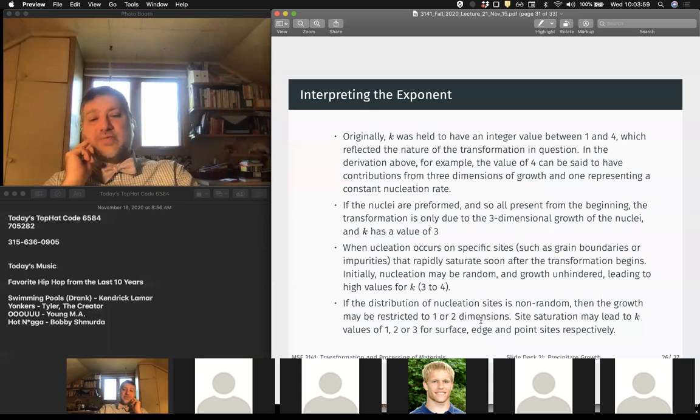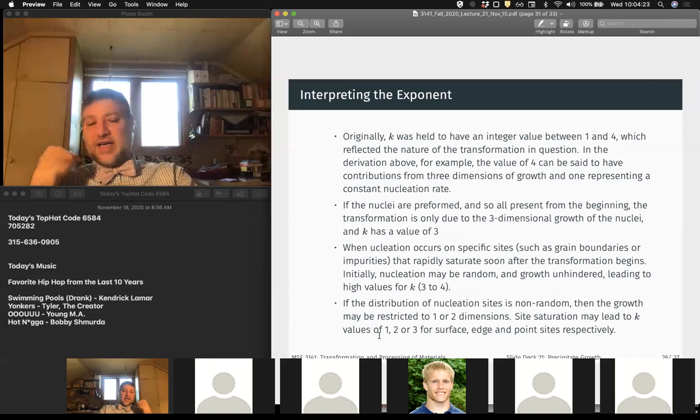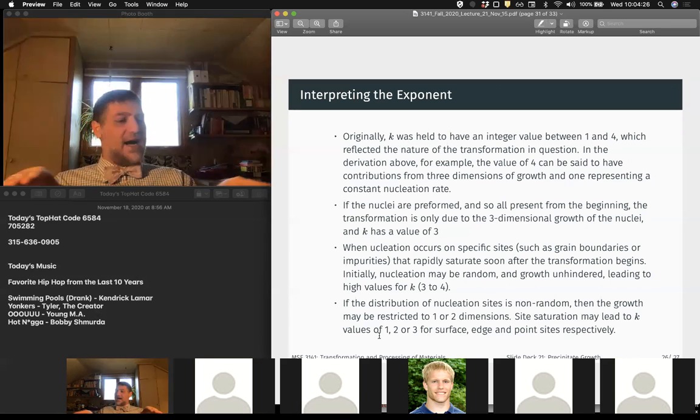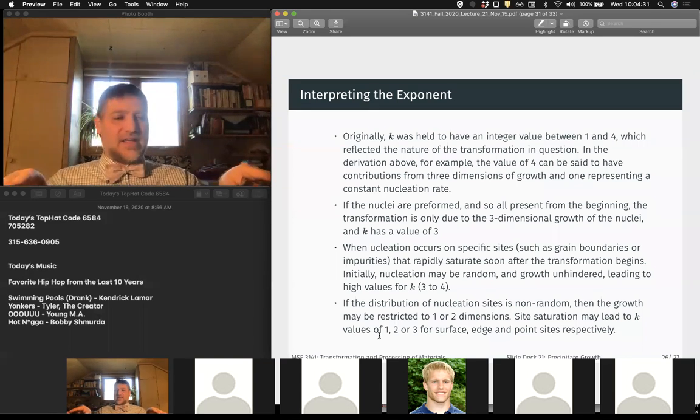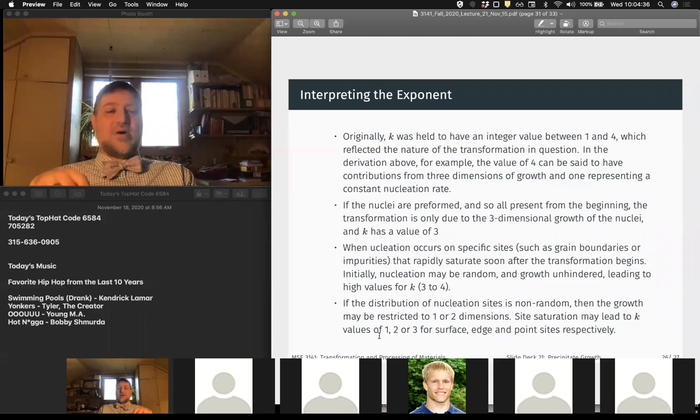If the distribution of nucleation sites is non-random, the growth can then be restricted to 1 or 2 dimensions, right? So, for example, if we're nucleating from surfaces, edges, or point sites, we can get Avrami exponents that are 1, 2, or 3. If we are talking about a transformation on a surface, like an epitaxial thin film layer that's transforming, we're going to have a lower Avrami exponent.